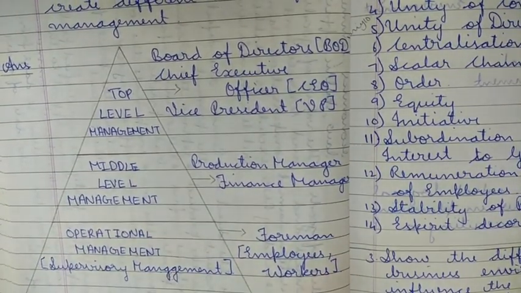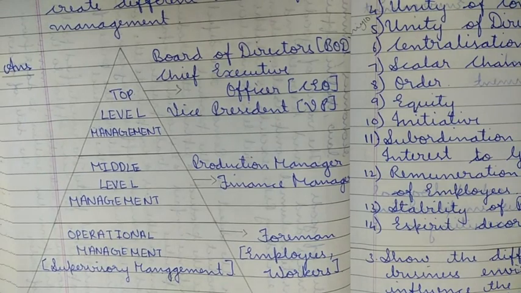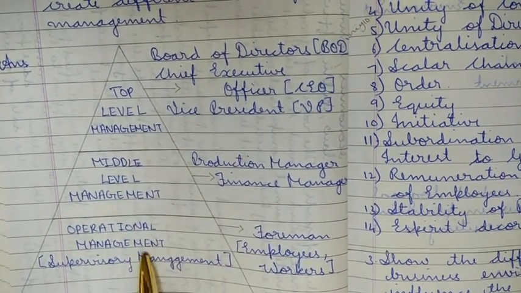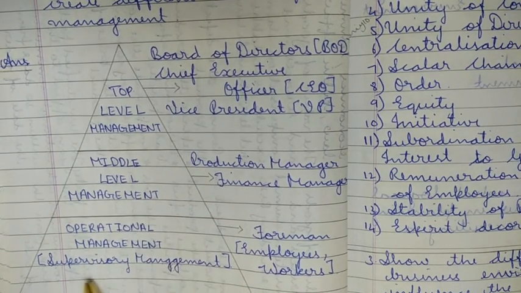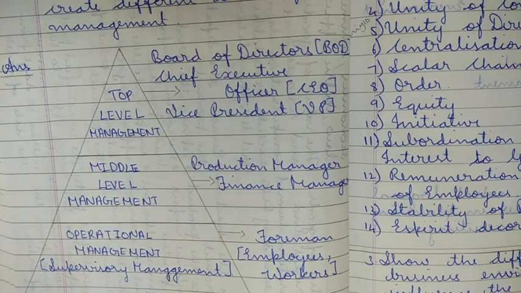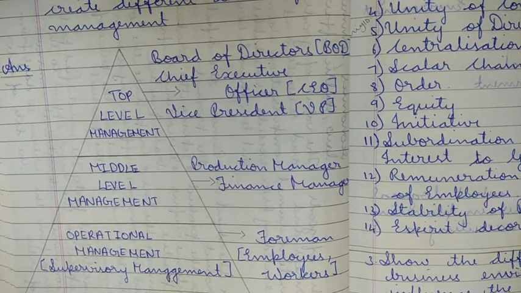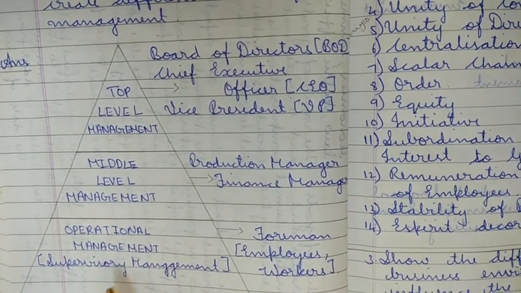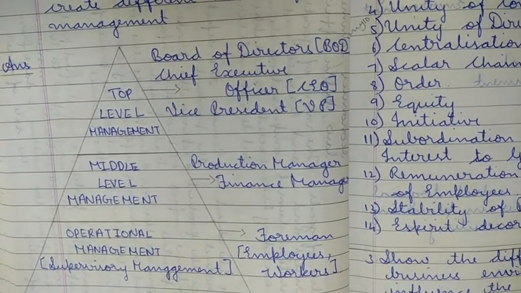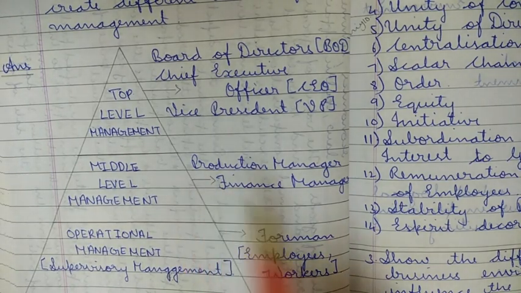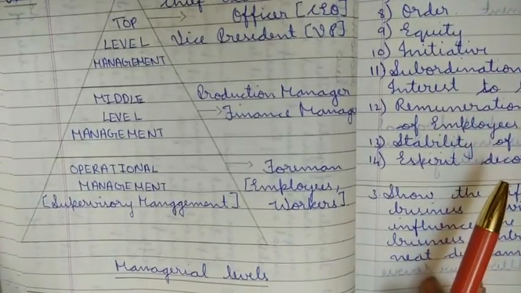You have to draw this triangle, and inside the triangle first you have to write top level management, middle level management, operational level management, or supervisory level management, or lower level management also you can write. But the specific word is operational management. Top level management, as the word only says, is the top level. So you have to write down management levels.